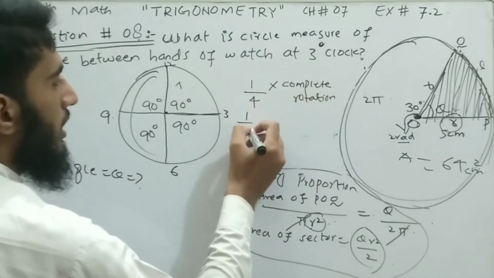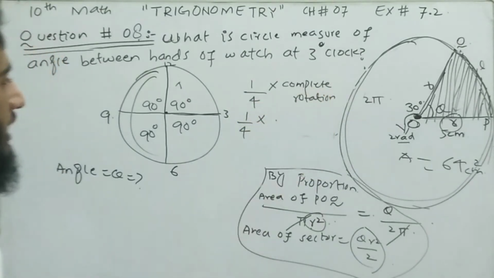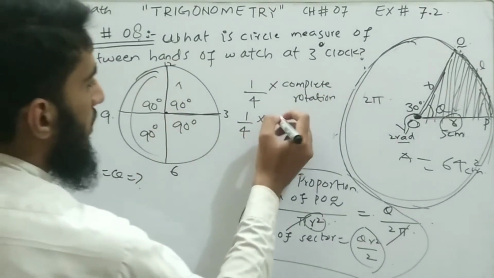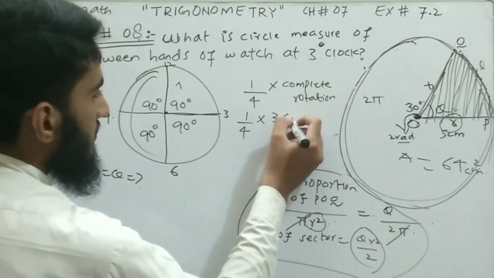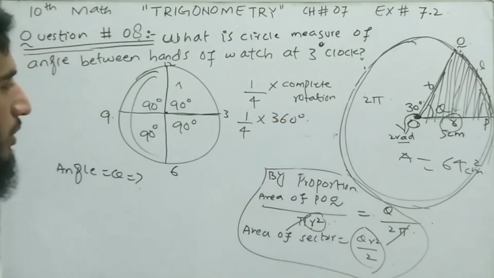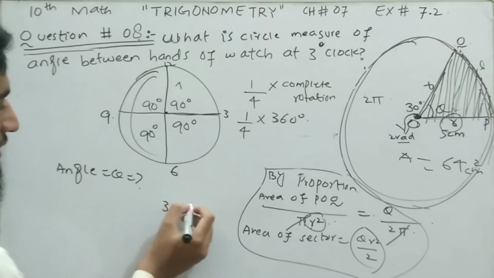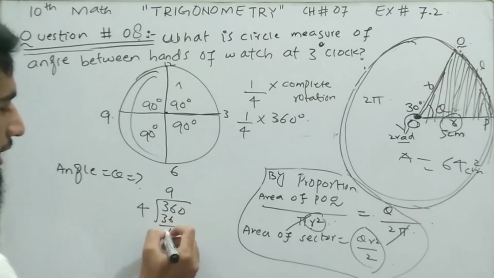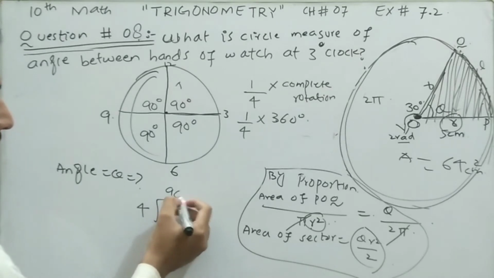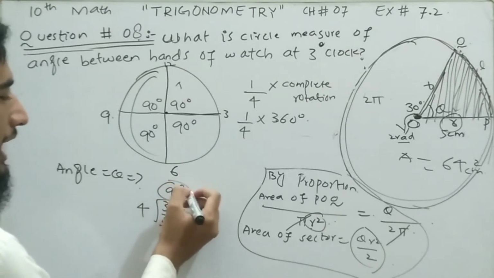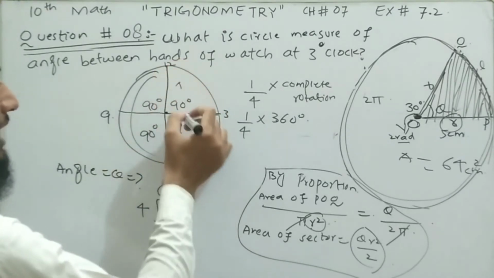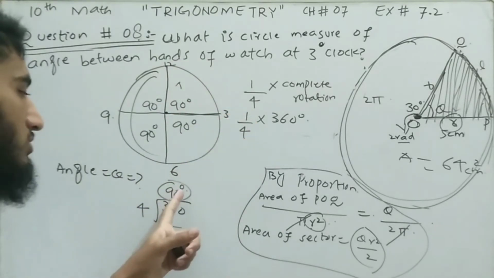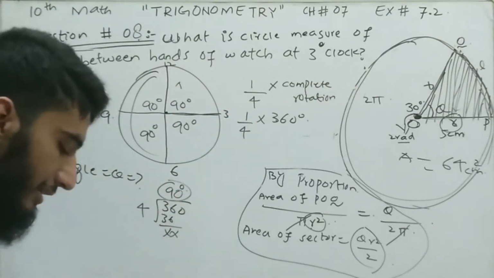So 1/4. A complete rotation means 360 degrees. So 1/4 of 360 will be, we divide 360 by 4. So 4 times 9 gives us 36. So it cancels out and this 0 moves to the numerator. So the required angle made by this clock at 3 o'clock is 90 degrees. So the required and desired angle is 90 degrees.